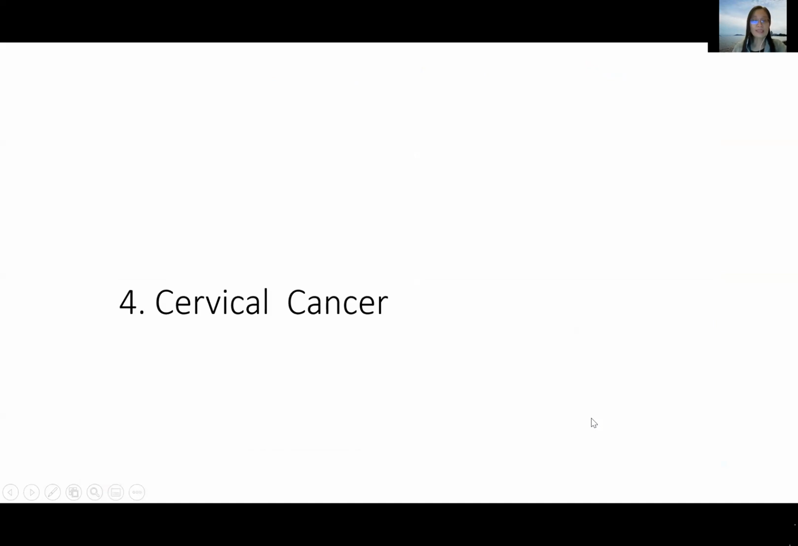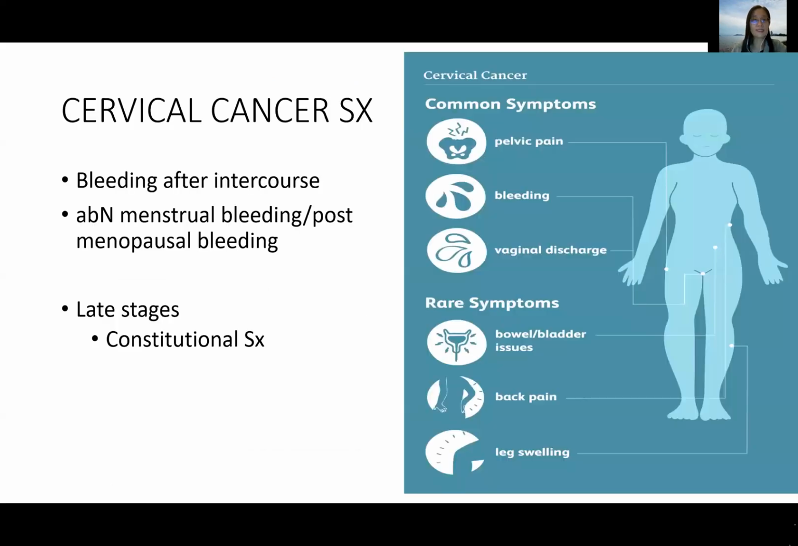So the next one is cervical cancer. It is the third commonest of the female cancers. Patients can have things like intermenstrual bleeding, postcoital bleeding, postmenopausal bleeding, or, in the late stage, constitutional symptoms. They can have pelvic pain, and they can have vaginal discharge.